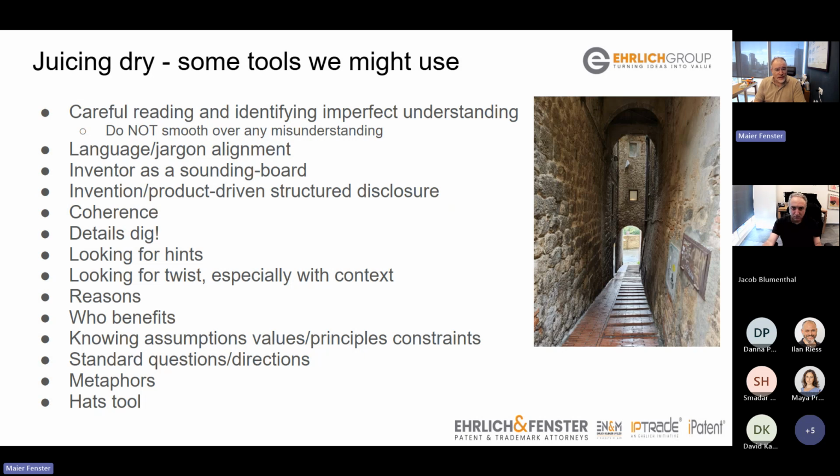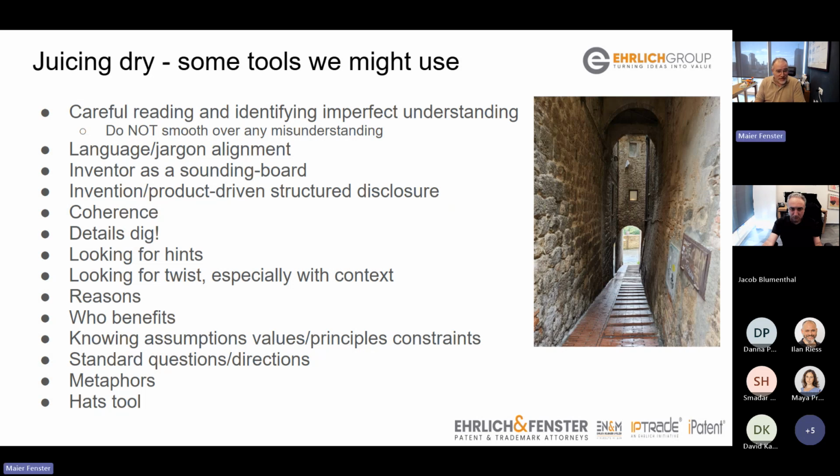Another tool is using the inventor as a sounding board. You repeat to the inventor what you understand again and again, and make sure that the inventor agrees that you actually understand. If you structure the disclosure in certain ways, for example, around the invention or around the product, that helps identify all of the details you might want. Coherence has to do with making sure that everything fits together.